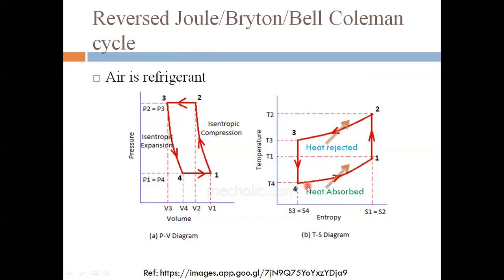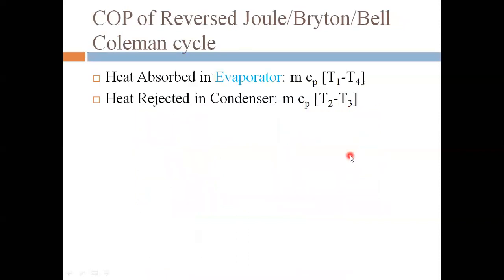So 4 to 1 is our evaporation process. So heat absorbed in the evaporator, because it's a constant pressure process, we need to have the Cp. Cp is the specific heat at constant pressure, and m is the mass. So mass into Cp, there is a temperature change, m Cp delta T. So temperature is changed from T1 to T4. So T1 minus T4, that is for the evaporation process. So heat absorbed in the evaporator we can write, as per the TDY principle, as m Cp (T1 minus T4).